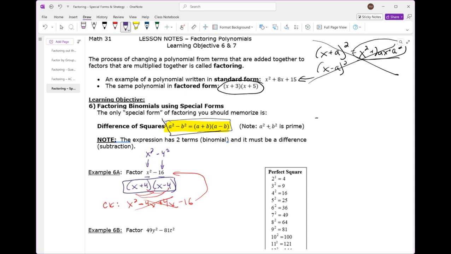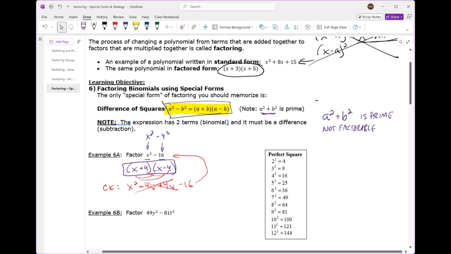So one thing to note is that a squared plus b squared is prime. What that means when I say it's prime, it's not factorable. The only thing you can factor with two terms that are being added is if you can factor out a greatest common factor. So let's go ahead and look at some more examples.